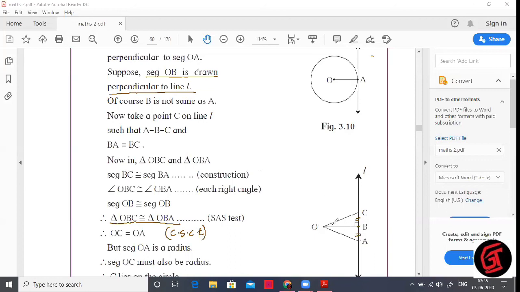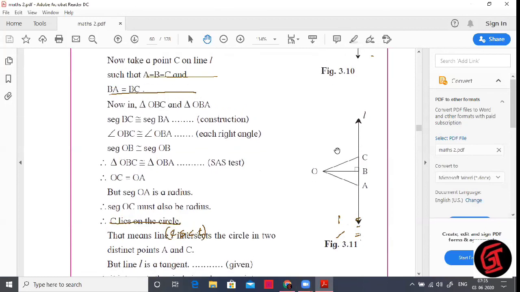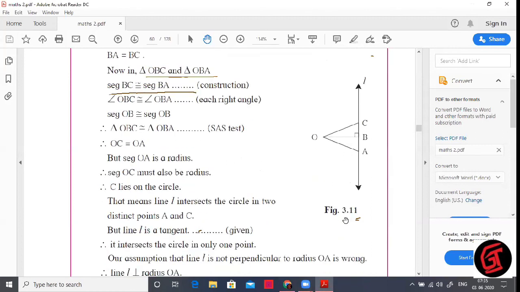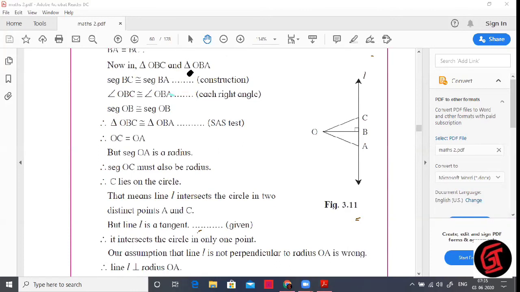So we proved here, pay attention now, that OC is equal to OA. Now see what changes happened. We just proved that OC is congruent to OA here, right?